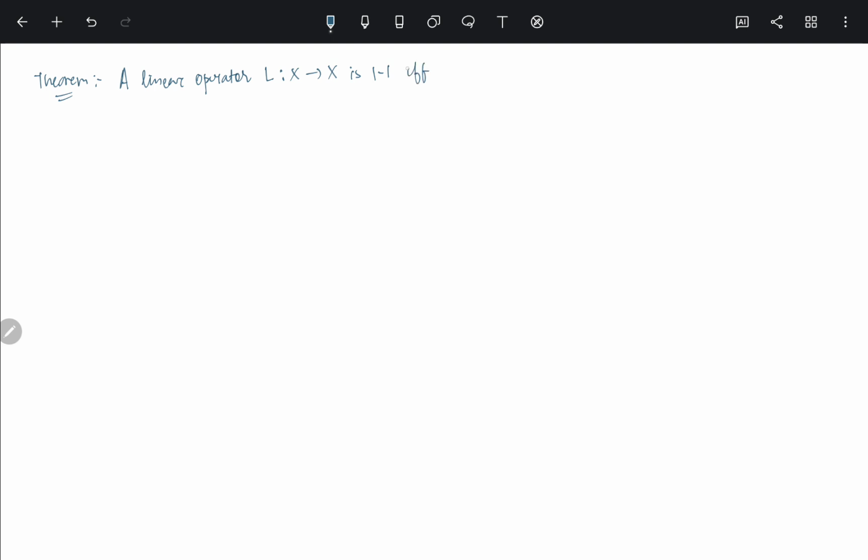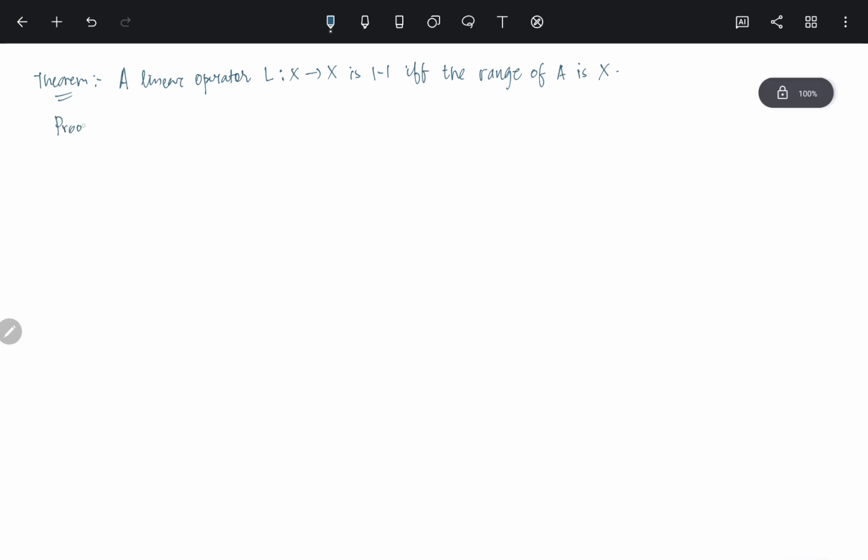This is an if and only if condition. If and only if the range of A is X, so basically it is all of X. Okay, so if the range is all of X, then basically you have that the linear operator A is 1-1, right?